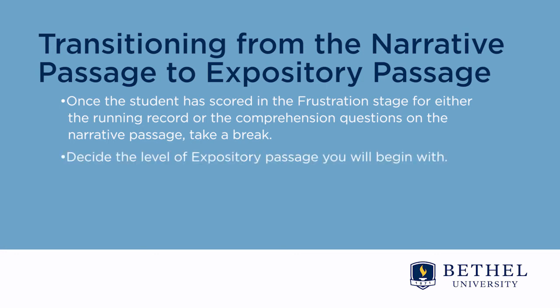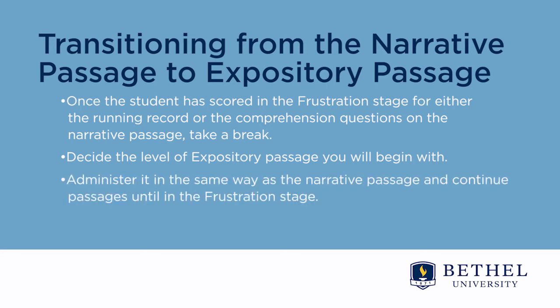Decide the level of expository passage you will begin with. Administer it in the same way as the narrative passage. Continue with the passage at increasing levels until the student scores in the frustration range for comprehension. If the student completely struggles during the reading or the questioning at the new level, discontinue the assessment.